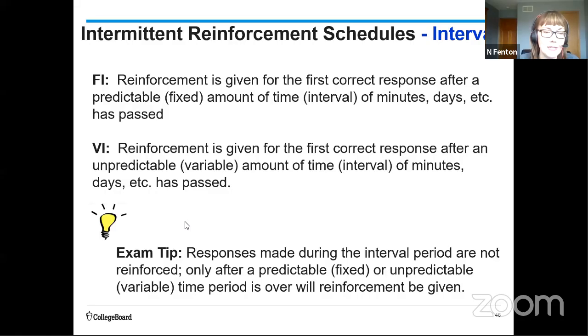So here's a little exam tip about interval. Any responses made during the interval period are not reinforced.